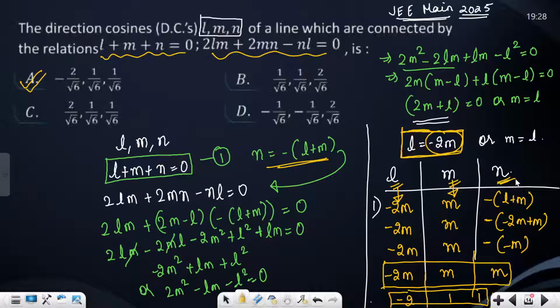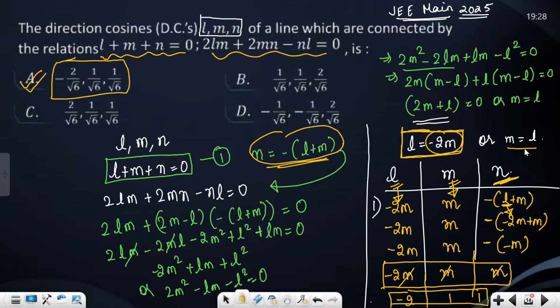Now n, what is n? From here n is minus L plus m. Now this L should get replaced by minus 2m. So overall we are getting L, m and n all in terms of m. m can be removed, so that minus 2, 1, 1 will be the ratio. So option A is correct.